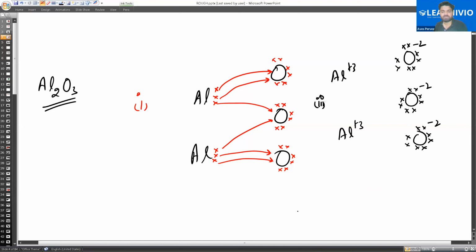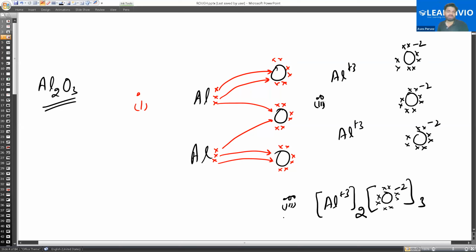And the third step is after donation, you will get Al3+. How many atoms of Al are there? 2. And then oxygen with -2. And how many oxygen atoms are there? 3. So this is the third step. If you have not done it, or if you have made some mistake, you can correct it here. Okay, do it, and then let me know.